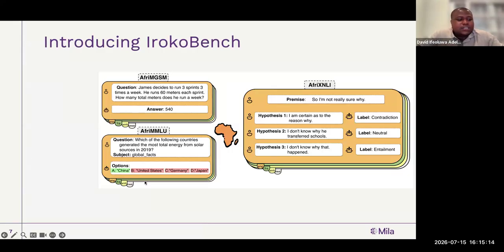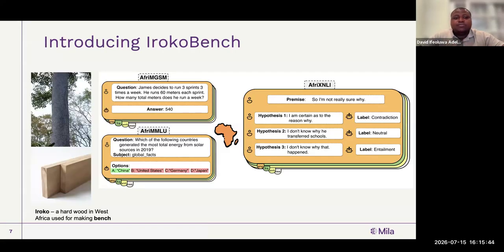The second task is MMLU, a knowledge-intensive task, like: which of the following countries generated the most total energy from solar sources? That means you have to have this knowledge in the parameters of the model to be able to answer the question correctly. And then the last one is just a linguistic relationship task. You have 2 sentences and you want to know if it's a contradiction, an entailment, or not sure.